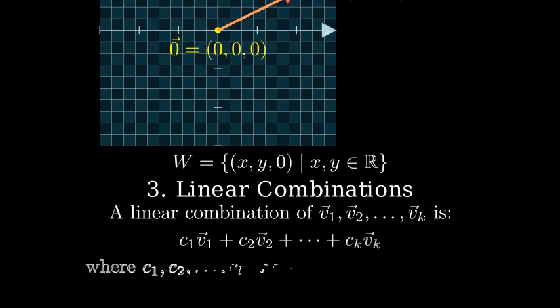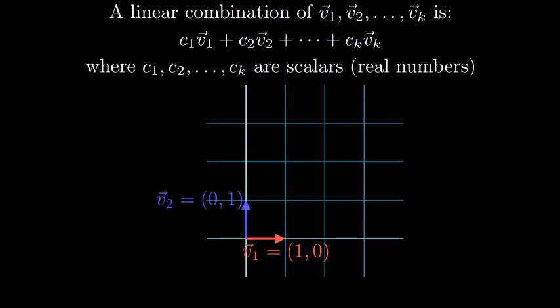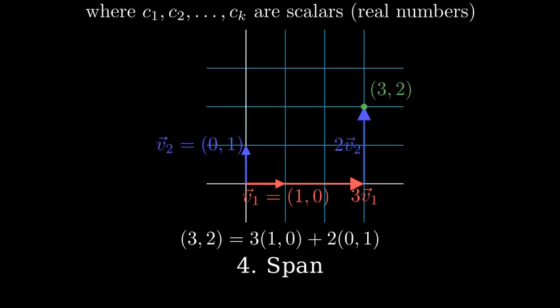A linear combination of vectors v1, v2, up to vk is any vector of the form c1v1 plus c2v2 plus up to ckvk, where c1, c2, and so on are scalars, that is, real numbers. Let's see an example. In R squared, if we have the vectors v1 equals (1, 0), and v2 equals (0, 1), then any point (x, y) in R squared can be written as a linear combination x times v1 plus y times v2. For instance, the point (3, 2) can be expressed as 3 times (1, 0) plus 2 times (0, 1).